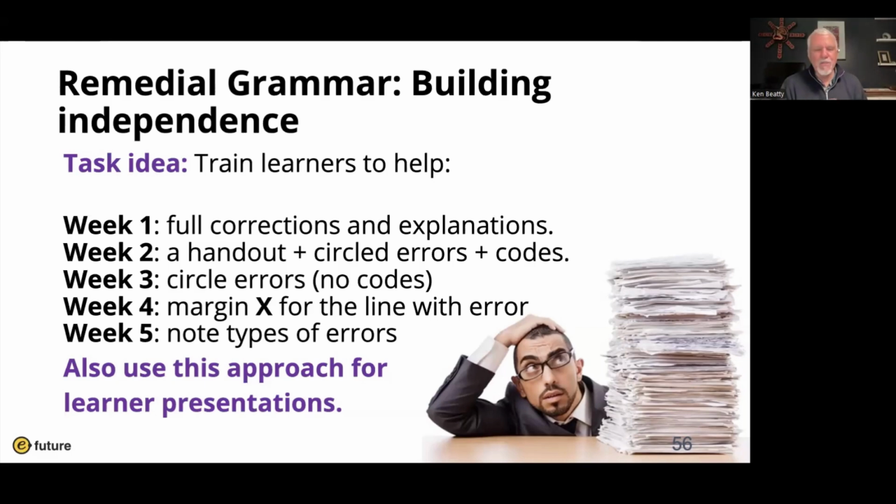Too often, teachers do spend their whole weekend marking papers, give it to students. What do they look at? They say, oh, A, great. They don't look at it. Oh, F, I failed. Oh, who cares? Throws it away. They're not learning from their mistakes. This makes them learn from their mistakes. So it's a way to use it through remedial grammar.